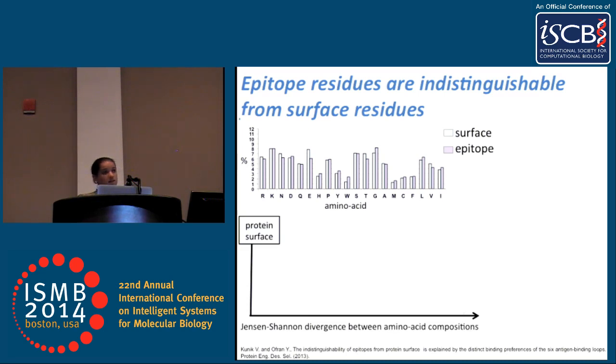The x-axis here is the measure for the difference between two sets of amino acid compositions. You can see that the amino acid composition of surface residues and of protein-protein interfaces are quite different. However, the amino acid composition of epitope residues is very similar to that of surface residues and far from that of interface residues. And this raised the following question.